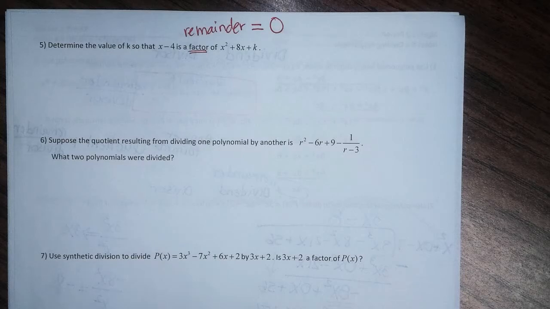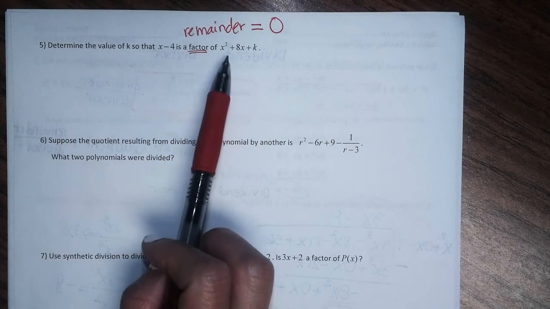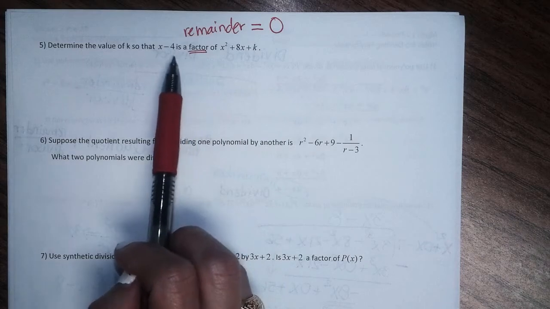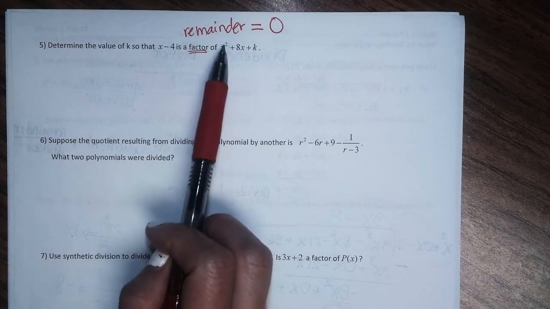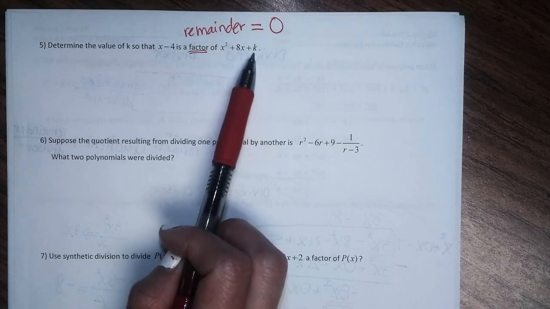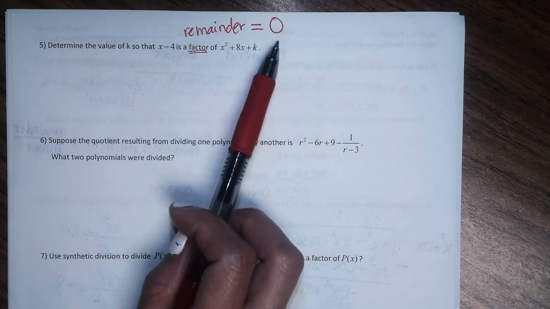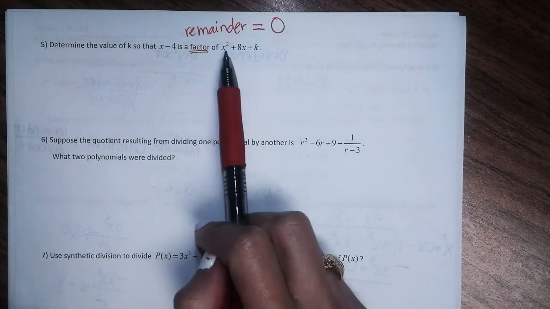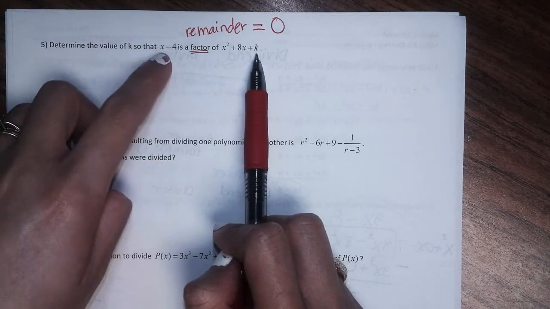Okay, so let's go ahead and try example number 5 now. Determine the value of k so that x minus 4 is a factor of x squared plus 8x plus k. So we're looking for this k value here. If x minus 4 is a factor, that means that when you divide x squared plus 8x plus k by x minus 4, the remainder should be 0, because that's what it means to be a factor. So that's what we're about to do. We're going to divide x squared plus 8x plus k by x minus 4.